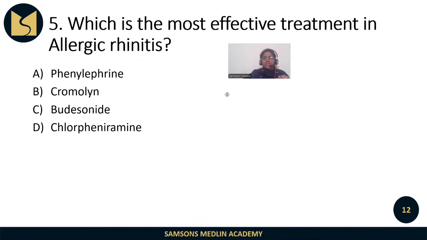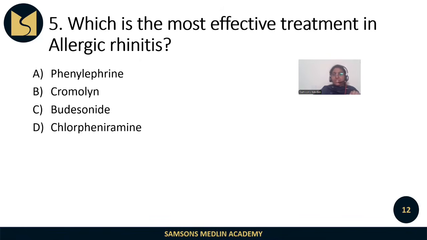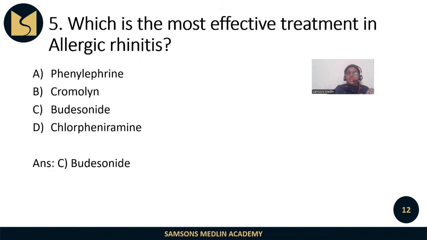Coming to the next question. Which is the most effective treatment in allergic rhinitis? Options: phenylephrine, cromolyn, budesonide, chlorpheniramine. Correct answer is option C, budesonide.